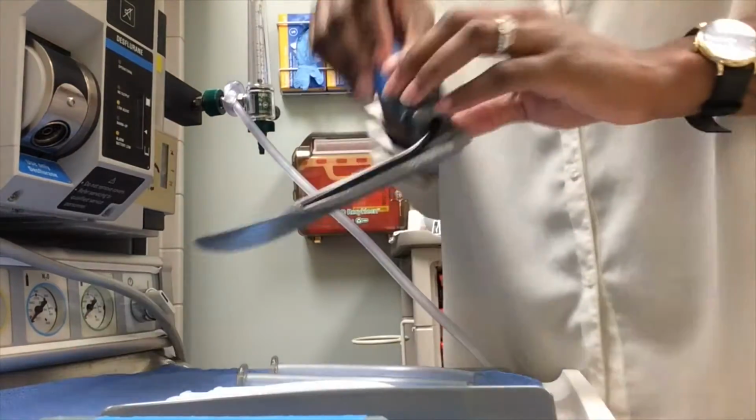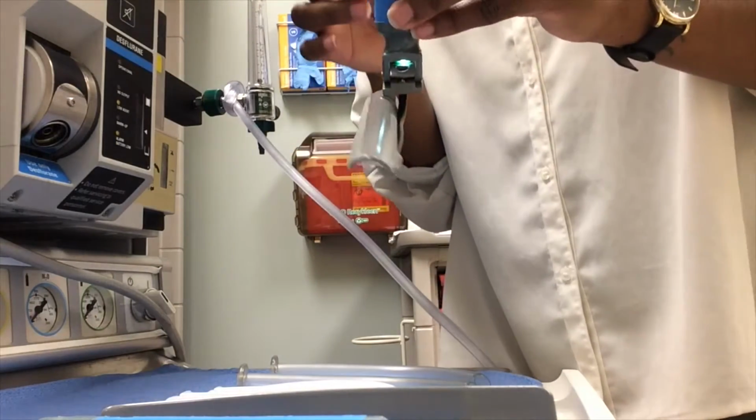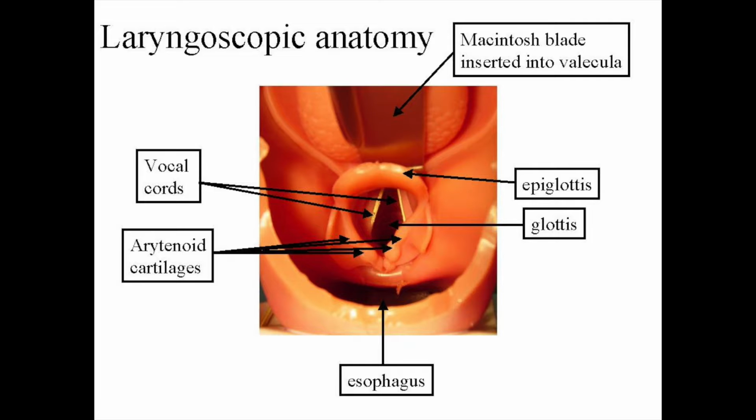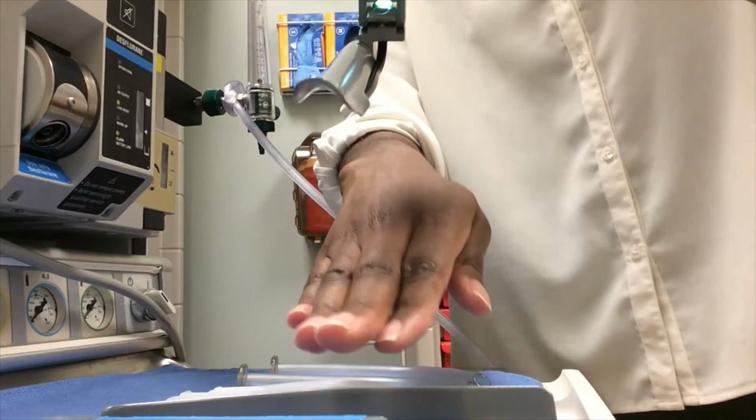The difference with the Miller is that you directly use this to move the epiglottis out of the way. The Miller directly lifts the epiglottis, and you'll lift the epiglottis and then be able to intubate underneath it.